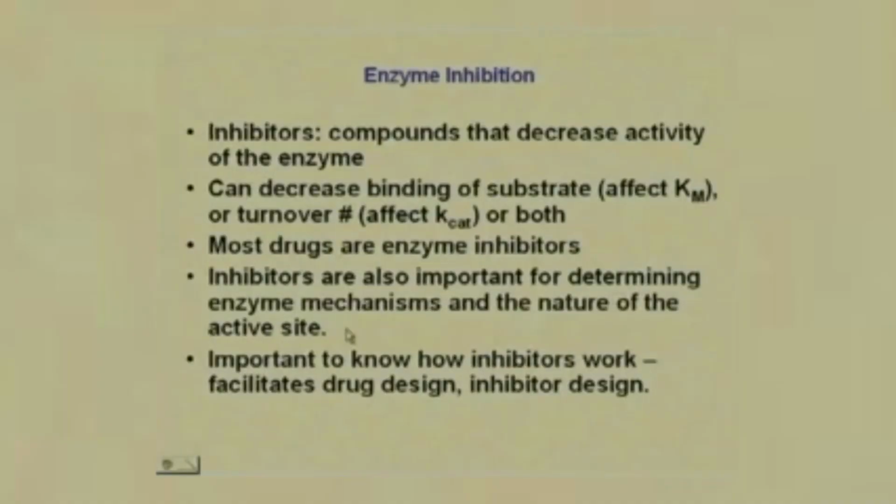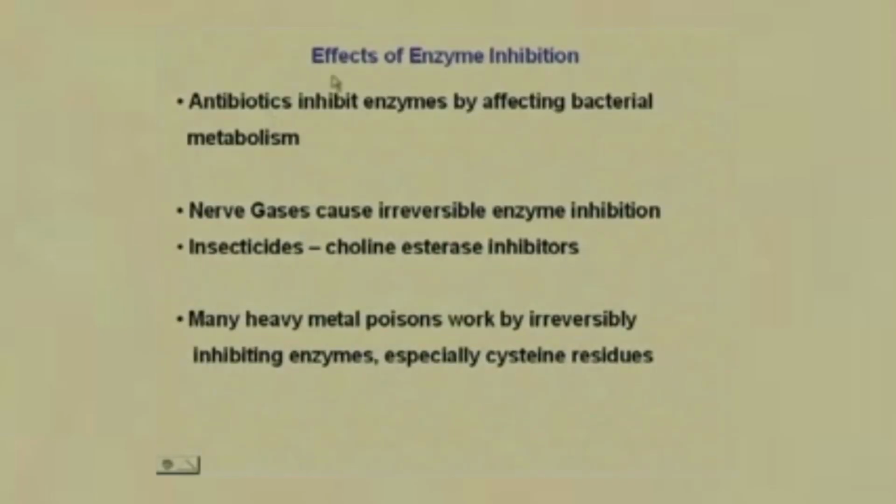So inhibitors are also used to determine enzyme mechanisms and also the nature of the active site. And of course it is extremely important to know how these inhibitors work, because this can facilitate drug design and inhibitor design. For example, what are the effects of enzyme inhibition? The antibiotics inhibit the enzymes by affecting bacterial metabolism. So they act on bacterial enzymes, and you need to have inhibition of those enzymes so they do not form infection for you.